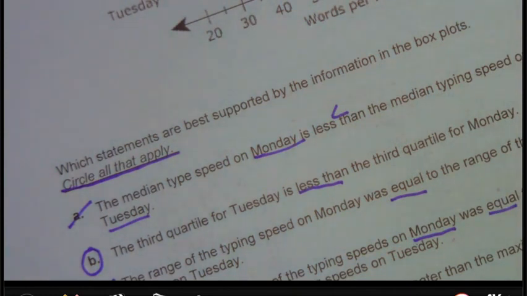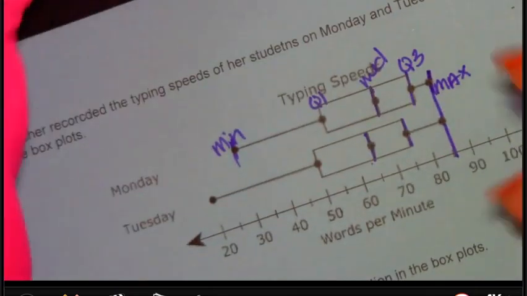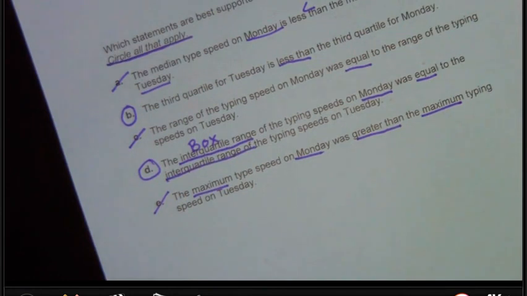All right, and then the last one, letter E. The maximum typing speed on Monday was greater than the maximum typing speed on Tuesday. So let's look at our max. If I look at Monday and Tuesday, which we already discussed, is Monday going to be greater than Tuesday? The answer is no, they are equal. So it looks like B and D were my two answer choices.